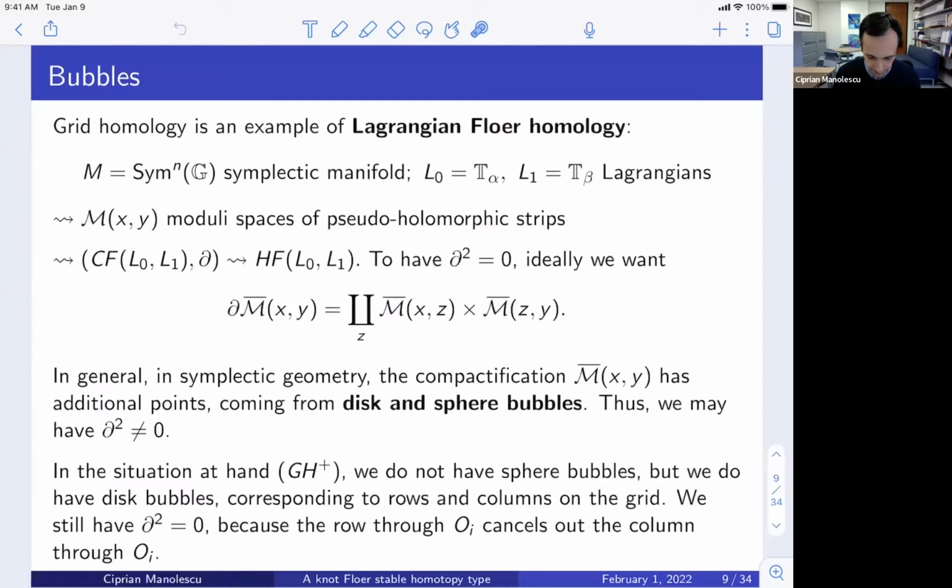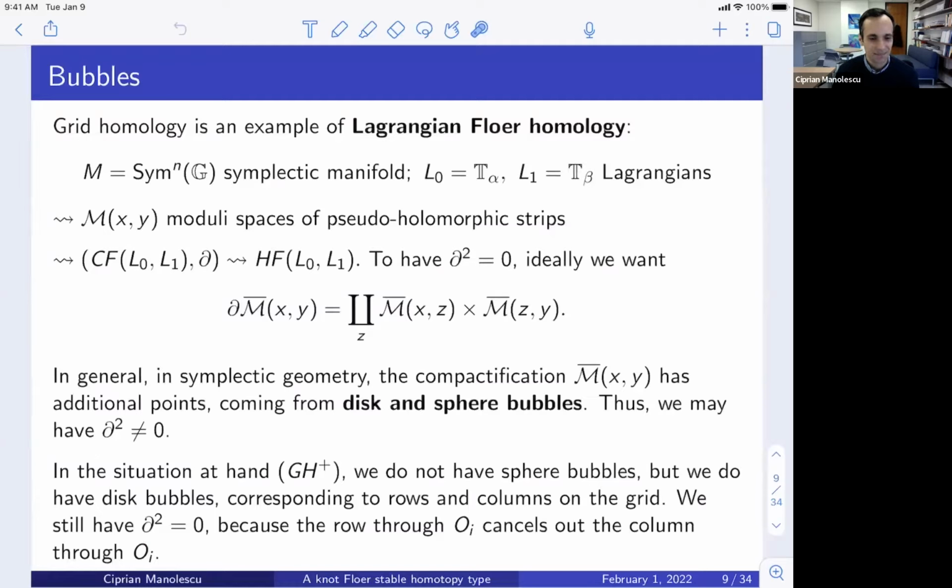Sometimes you have this phenomenon of disk and sphere bubbles. And in general, we don't even have del squared equals zero. But here for the grid homology, we do have del squared equals zero. And that's because, well, one thing is that we don't have sphere bubbles. I should mention, we don't even have disk bubbles. Yeah, we don't have any bubbles.